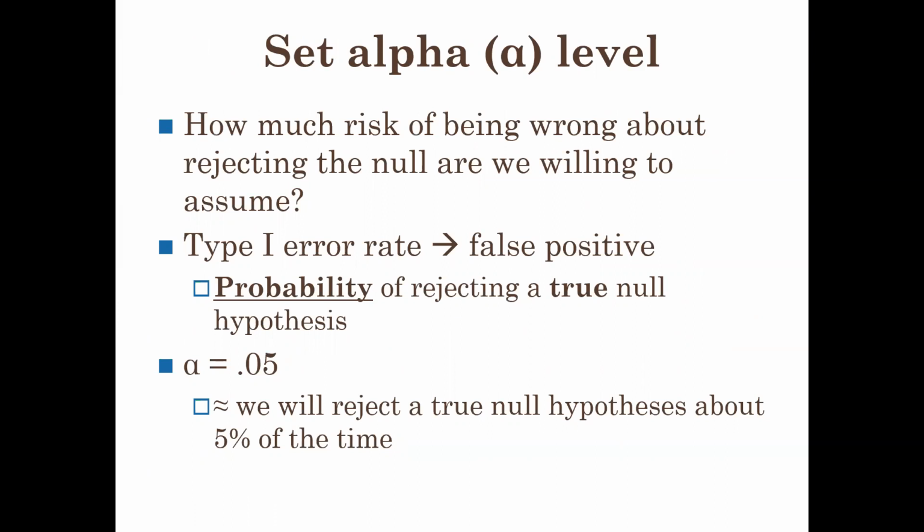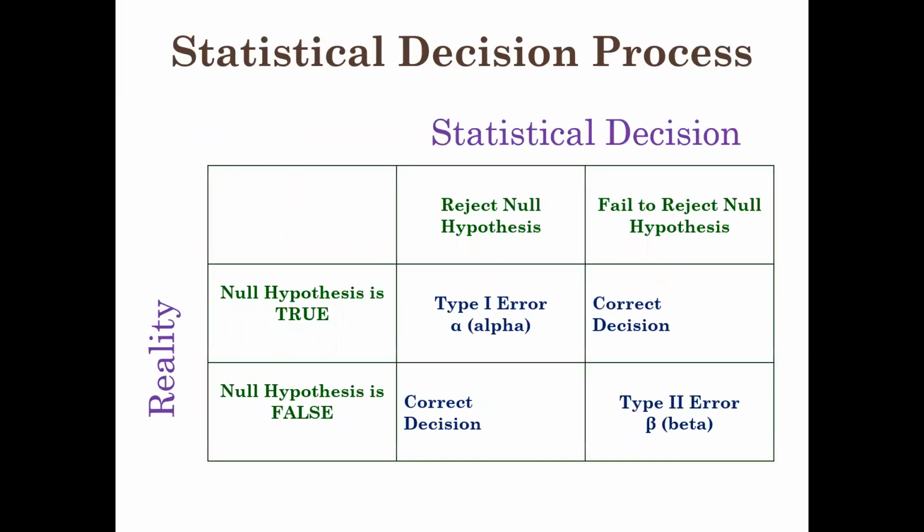This is equivalent to saying or assuming that we would reject a true null hypothesis about 5% of the time. Now, here again is our statistical decision process chart. If we reject a null hypothesis that is true, we're making a type 1 error. It's an alpha error, the one we just assume with our alpha level.